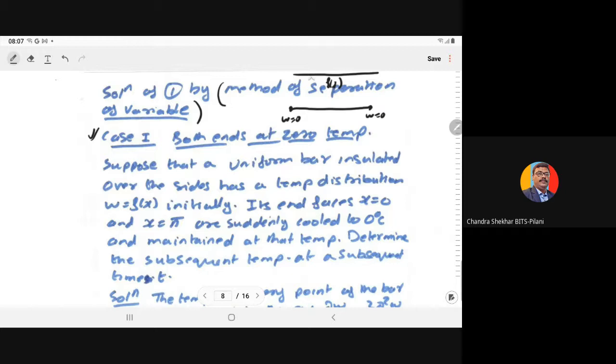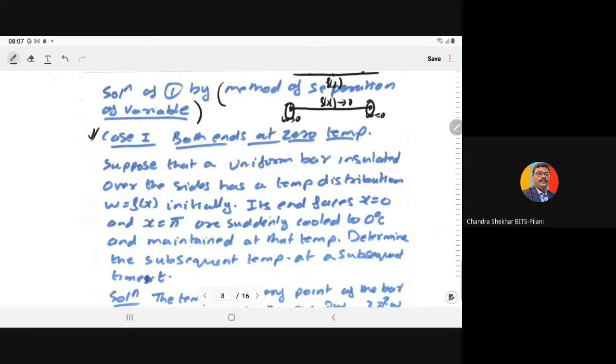f(x) means at this point we have some temperature, at this point some temperature, or it may be uniform. Then we say f(x) is equal to some constant. And suddenly we keep the boundary, the end points, at temperature zero. We kept them at that temperature. So what will happen? With time, this f(x) tends to zero throughout the rod.